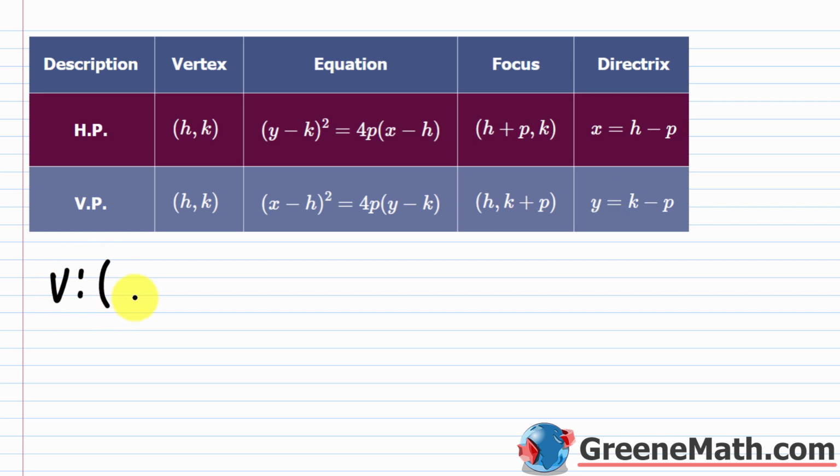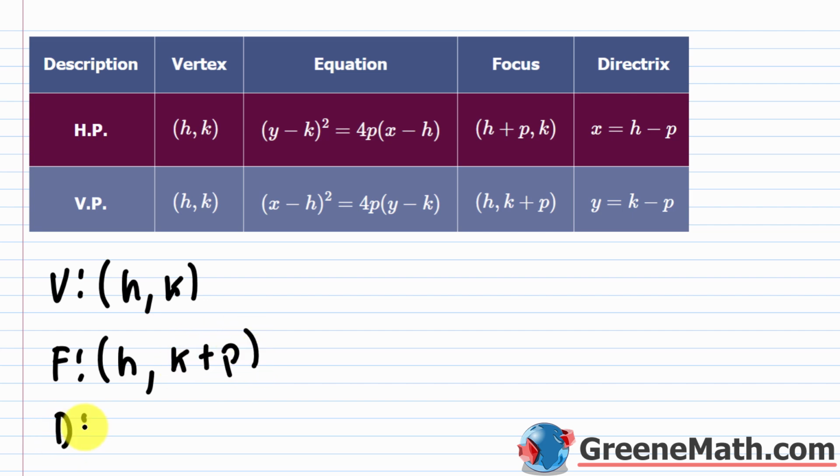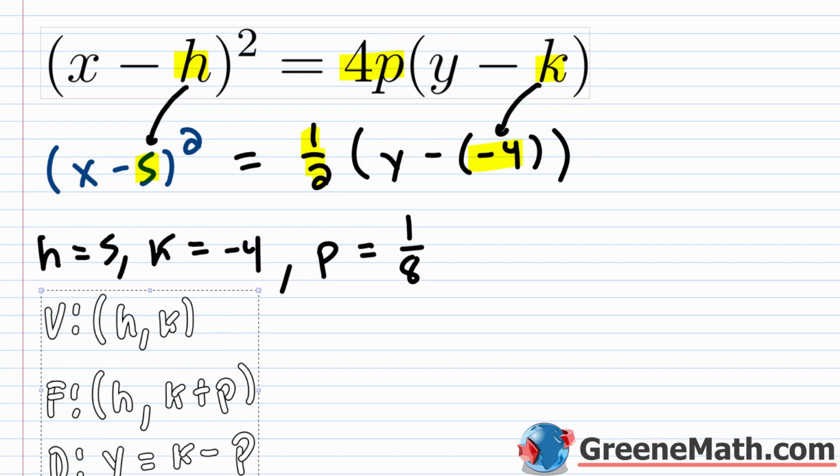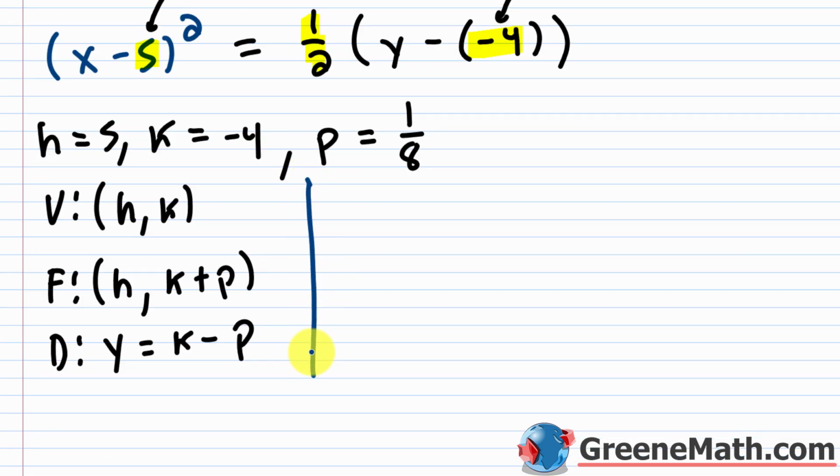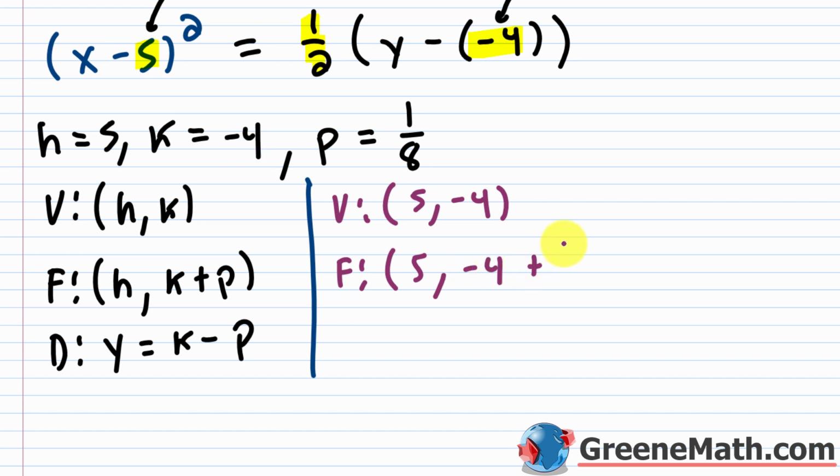So if you need the formula, we can just grab it from here. So for the vertex, this is going to occur at h, comma, k. For the focus, this is going to be h, comma, k plus p. For the directrix, this is going to be y equals k minus p. Okay, let's come back here and paste this in. And let me put a little border here. And so we'll say that the vertex is going to occur, again, at h, comma, k. H is 5, k is -4. The focus is going to be at h, which is 5, comma, k plus p. K is going to be -4, and p is 1/8.